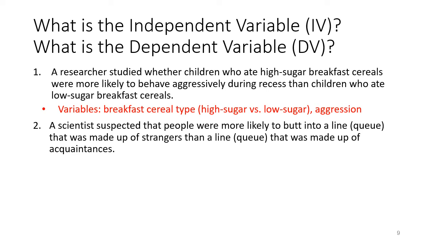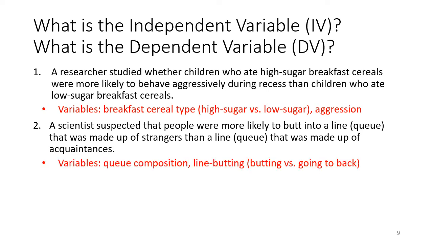A scientist suspected that people were more likely to butt into a line or a queue that was made up of strangers than a line or queue of people that was made up of acquaintances. And so in this case, the behavior that's being measured is line butting, I guess we would say. So that would be the dependent variable. And the independent variable that is manipulated by the researcher is whether the line is made up of friends or acquaintances or strangers. So the queue composition is the independent variable, and line butting is what's being measured, the dependent variable.